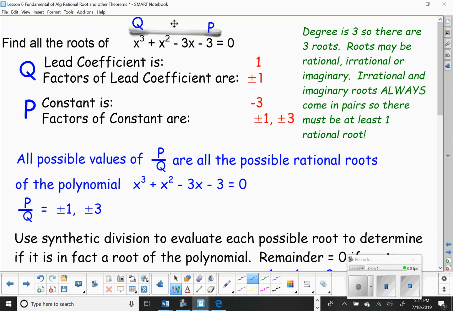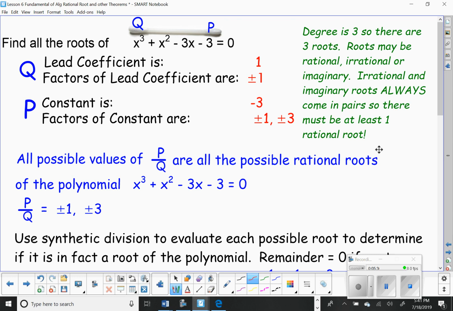I use a Q-tip so you remember Q is the lead coefficient. P is the constant. That's why the Q-tip, so you can keep track of which one comes first, because in the alphabet, P comes first. Now, a degree is 3, so there are 3 roots. Roots may be rational, irrational, or imaginary. Irrational and imaginary roots always come in pairs, so there must be at least one rational root.